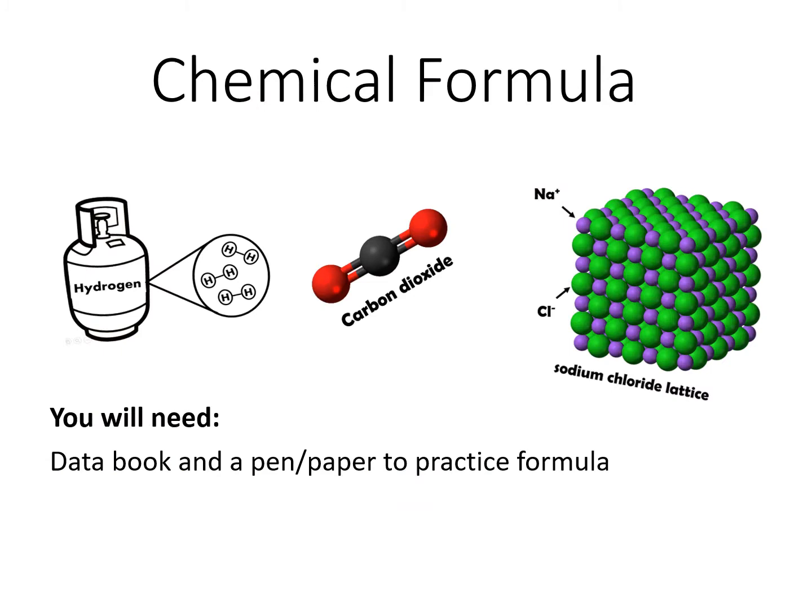Hello everyone, so we're going to be looking at chemical formula today. We've left behind atoms and bonding, we've finished that now, and you're going to need the following. You're going to need your data book, which I'll ask you at some point to annotate, and also a pen and a paper to practice the formula.